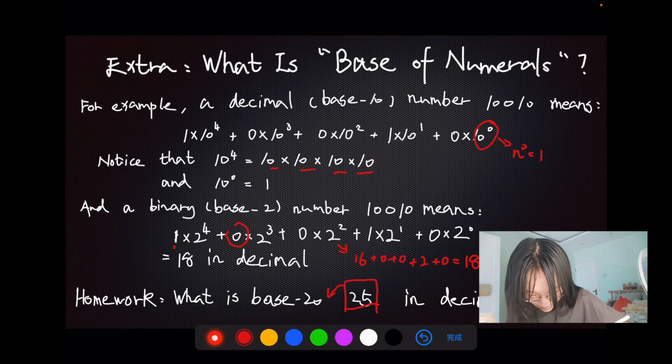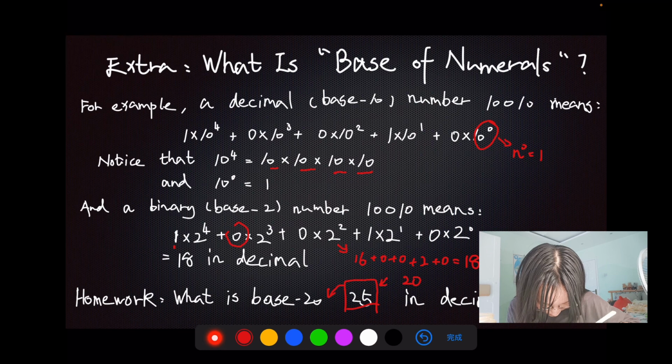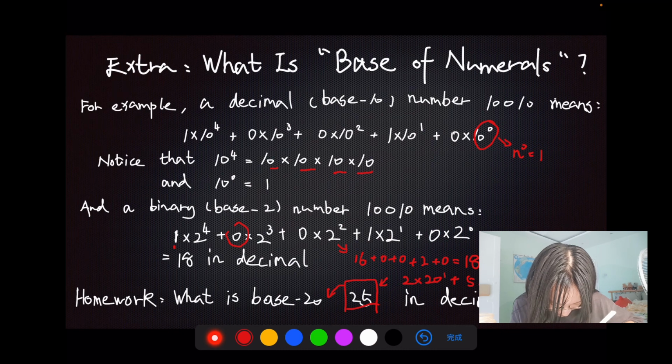Well, for 25 in base 20, you will know that the second digit is in the twenties place. The second digit means 2, so there are 2 times 20 to the power of 1, right? And then plus 5 times 20 to the power of 0. So then you will get 40 plus 5. So it's 45.